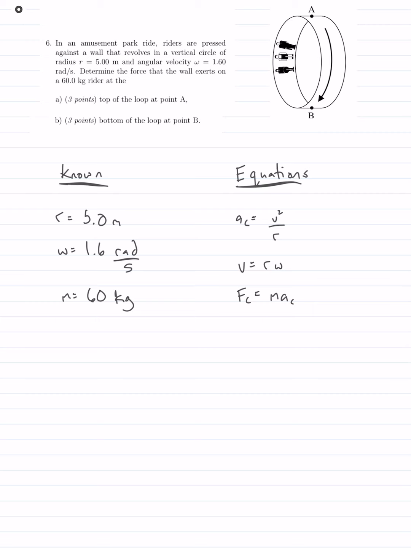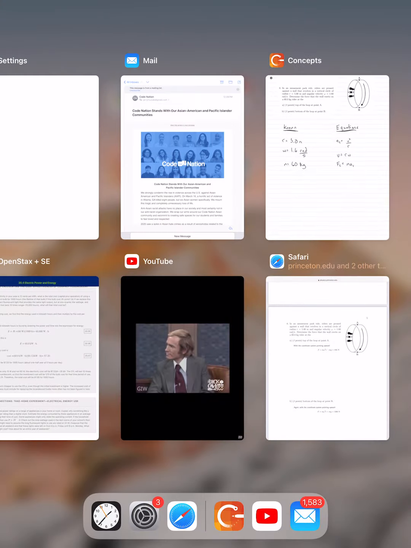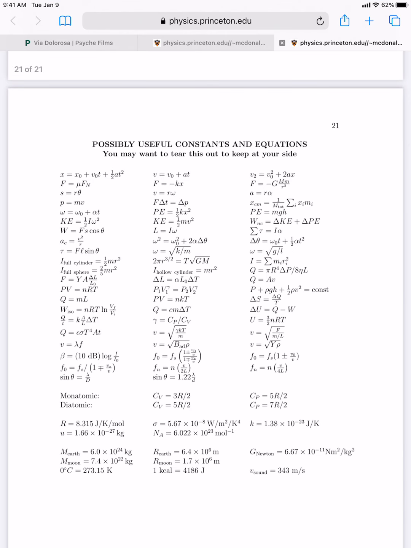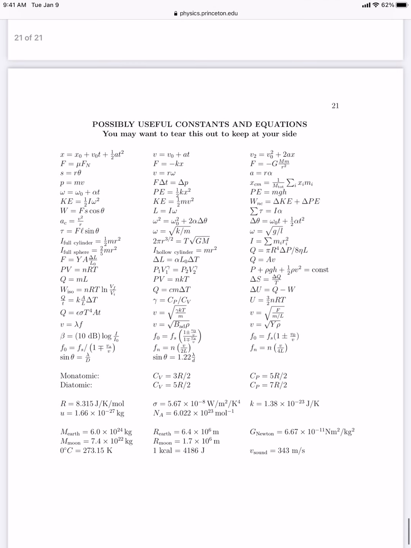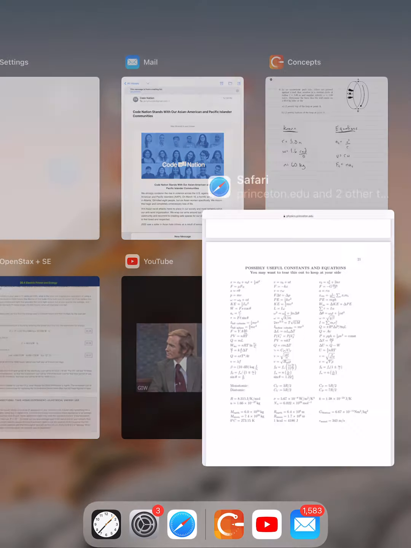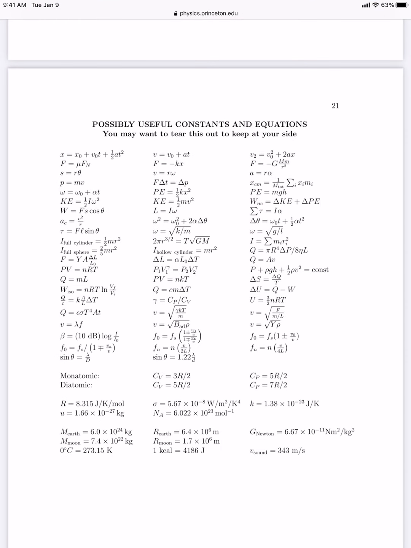Now, I have some known values here. We have r, we have the velocity, we have the angular velocity, and we have the mass. For equations, you can see them here. We have the centripetal acceleration, v squared over r, which you can find in the top left, kind of in the middle. And we have v equals r omega, which is in the top middle.